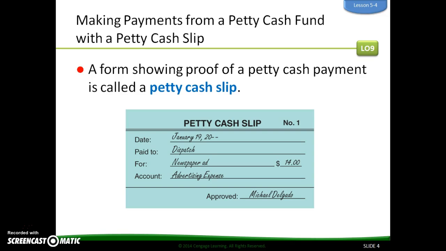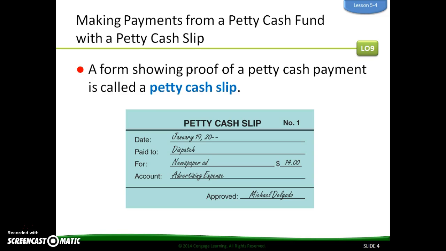You can see this petty cash slip says for a newspaper ad, it's advertising expense, we paid $14. And a really important piece in order to keep track is that you would have somebody approve or sign off on this transaction. That basically means Michael Delgado checked and only took $14 out of the petty cash drawer.